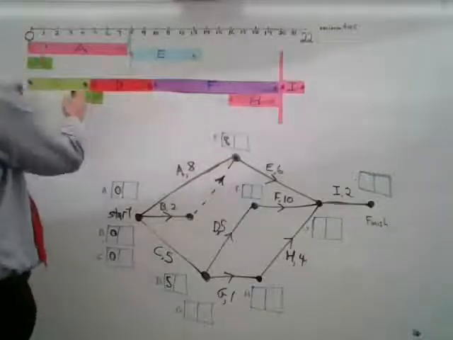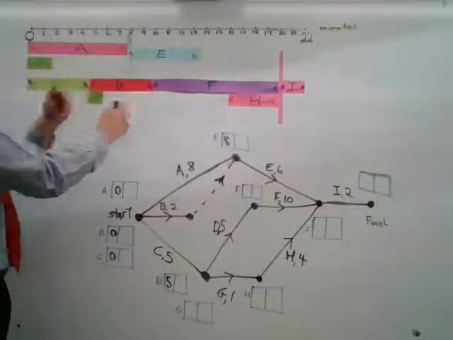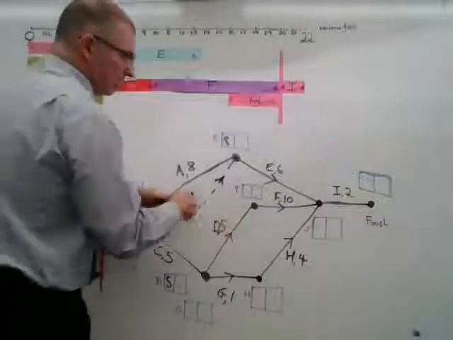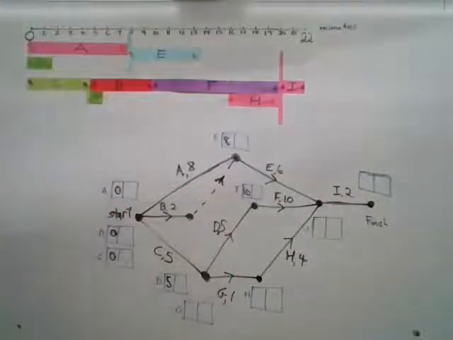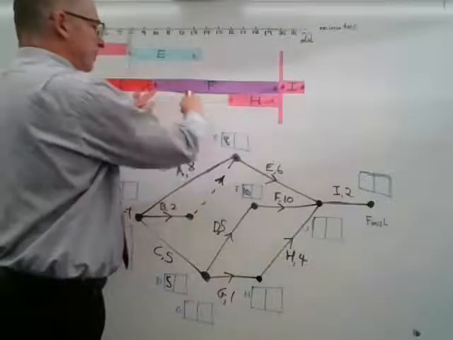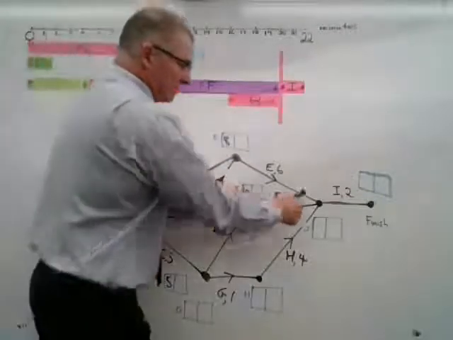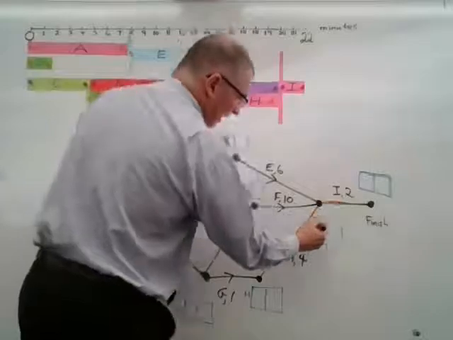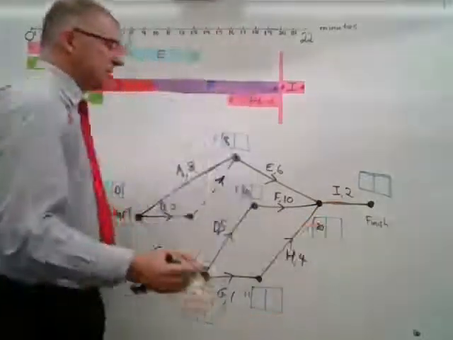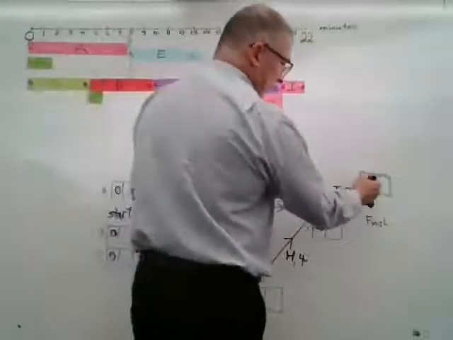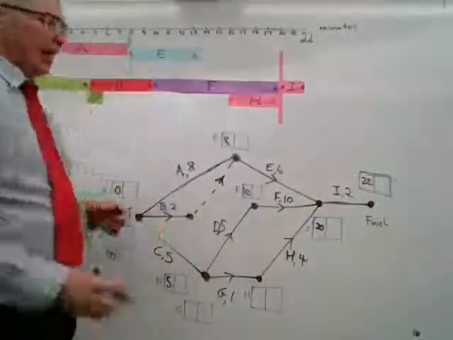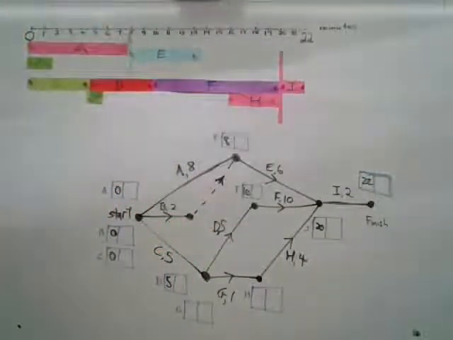Activity F has to wait for both C and D, which was 5 and 5. So activity F, 5 plus 5 is 10. And then activity I has to wait for activity F, which is another 10 minutes. So activity I is going to have to wait for 20 minutes before it can begin. And then we have 2 more minutes. And the project is finished.